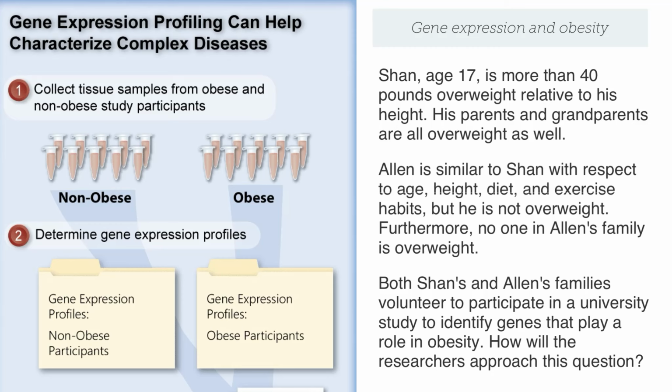Welcome to Nikolai's genetics lessons, and today we are going to talk about gene expression profiling. Why do we need this?